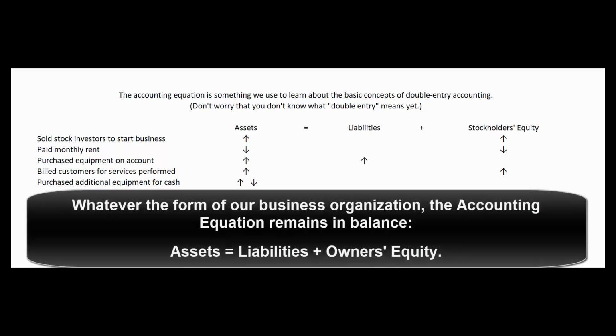Whatever the form of our business, sole proprietorship, partnership, LLC, corporation, the accounting equation is going to hold true. Assets, things that we own that are going to provide future benefits, equals liabilities, things that we owe, plus owner's equity. Or stated another way, assets minus liabilities equals owner's equity.